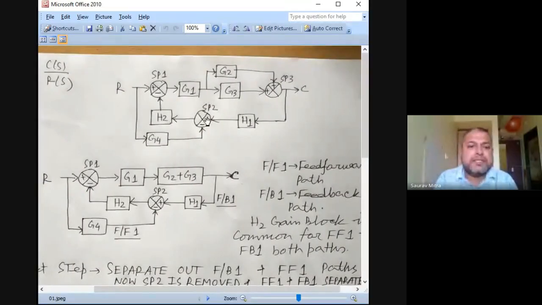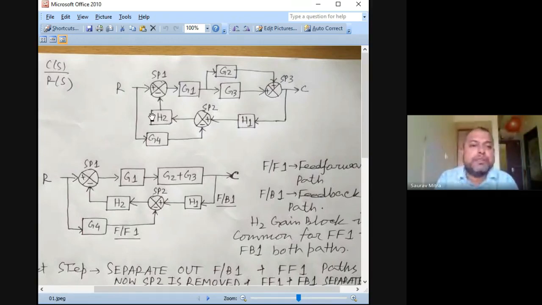Why this numerical is important is because there are three summing points. There's a summing point in the forward path, so this is called the forward path, and this G2 and G3 you can just add and multiply with G1. So this forward path is very easy. In this numerical, all the criticality is in the feedback path. You can find that there's a feedback path getting multiplied with H1.